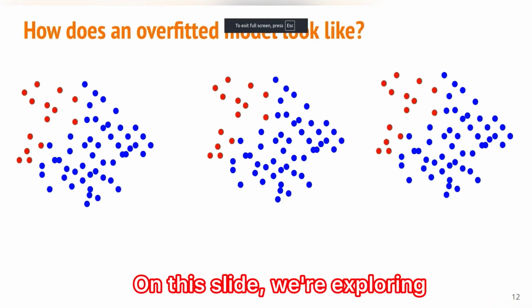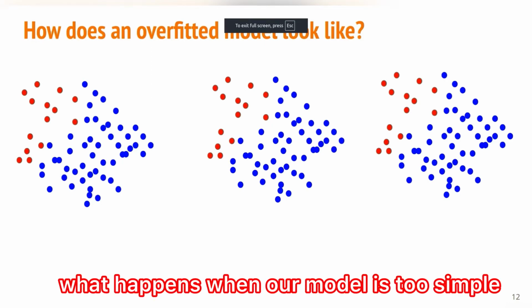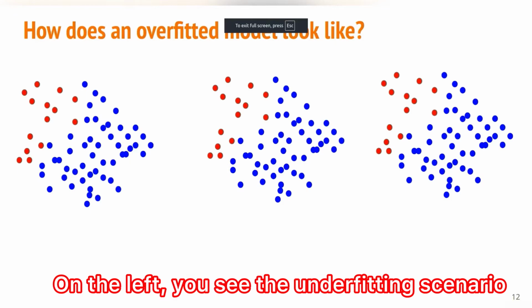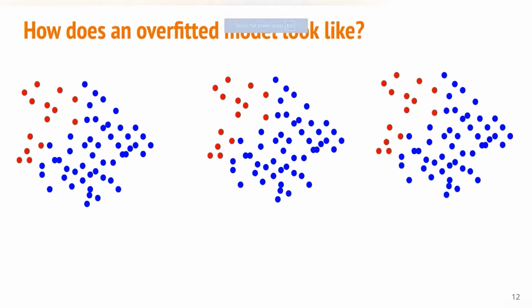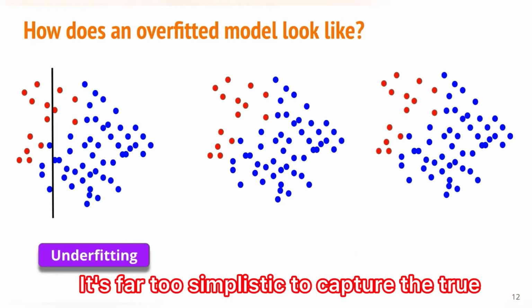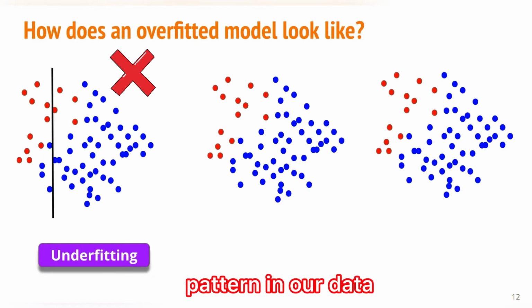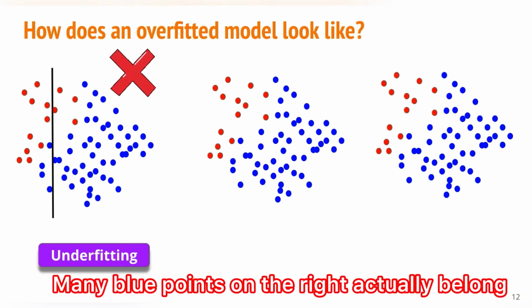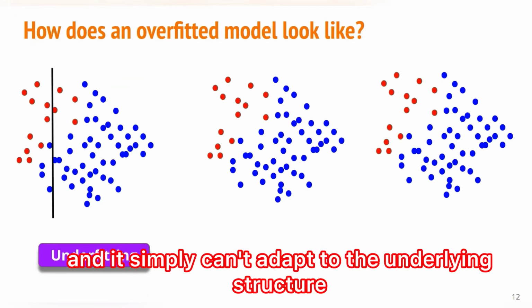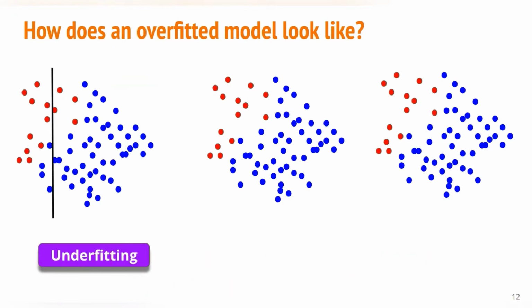On this slide, we're exploring what happens when our model is too simple, far too complex, or just right. On the left, you see the underfitting scenario. Here, our decision boundary is just a straight vertical line. It's far too simplistic to capture the true pattern in our data. Many blue points on the right actually belong to the red class. This model has high bias and low variance, and it simply can't adapt to the underlying structure.